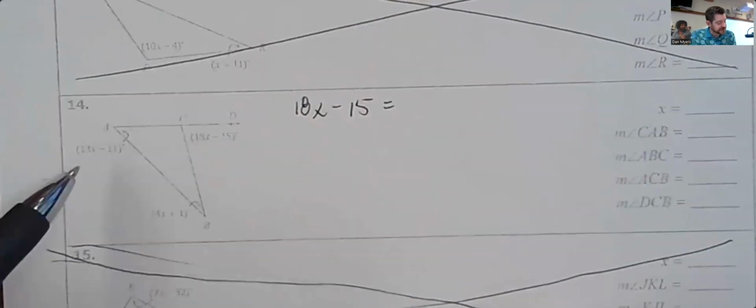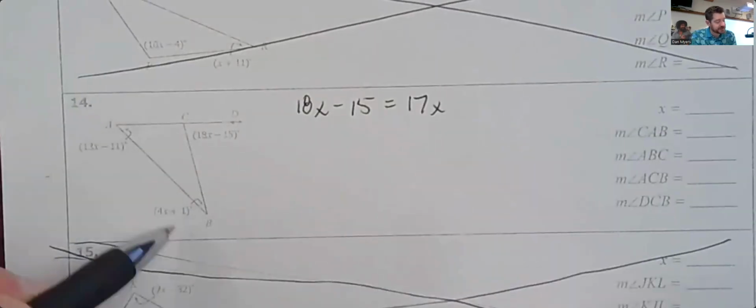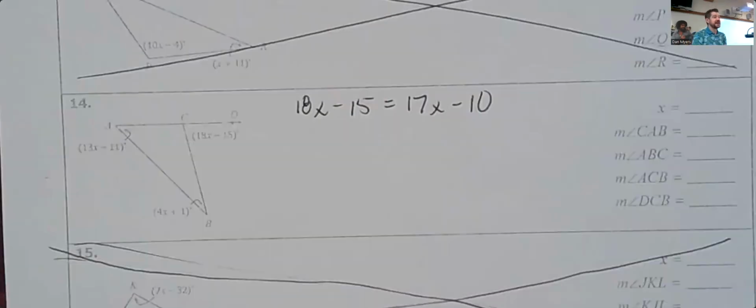So I'm going to write 18x minus 15 equals, let's see, 13 plus 4 is 17, so that's 17x. And then negative 11 plus 1 would be negative 10, so 17x minus 10. So the one on the outside equals the two on the inside added together.